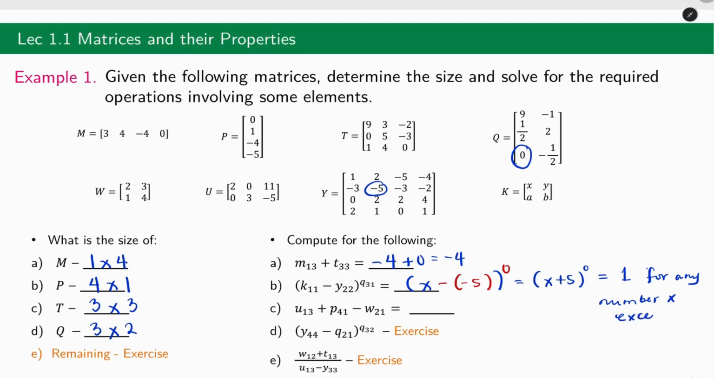Except negative 5. Why is that? Because negative 5 plus 5 will be equal to 0. 0 raised to 0 is not defined. So it is indeterminate.